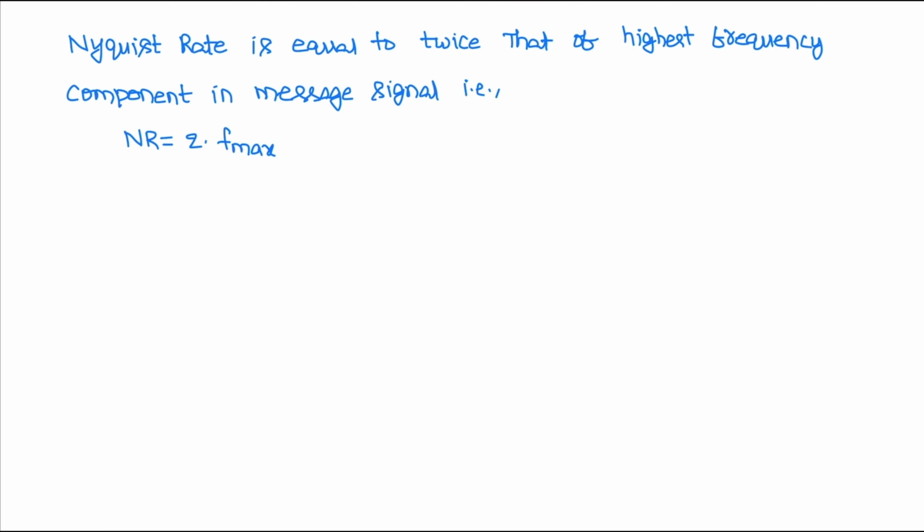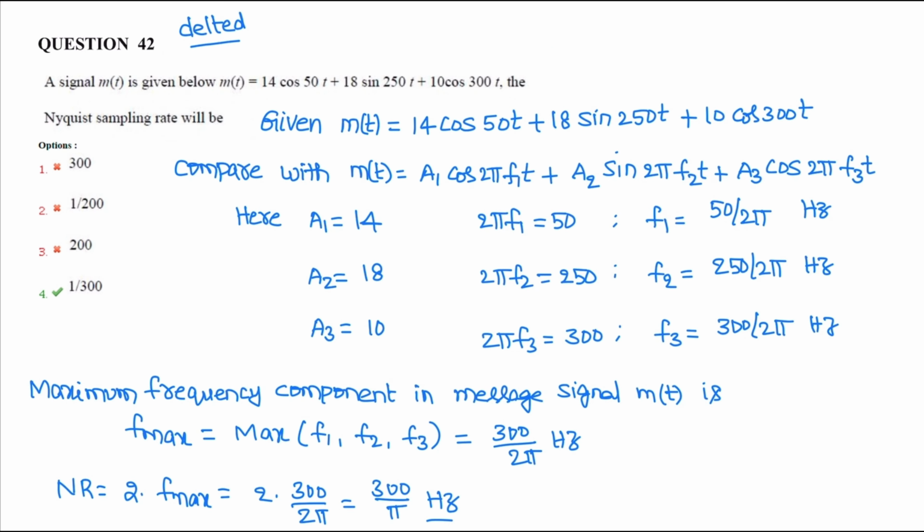The Nyquist rate is equal to twice the highest frequency component in the message signal. So as per calculations, there is no correct answer. Hence, the question is deleted from the question paper.